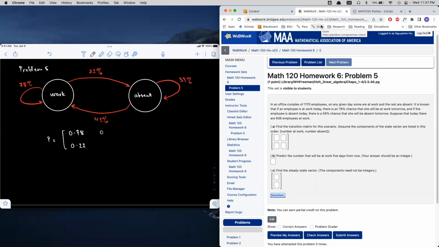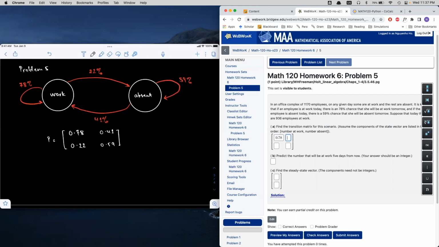The next one is absent, and then one day later, going back to work the next day is 41% or 0.41. And if the person is absent today, the chance that the person will be absent tomorrow is 59% or 0.59. So that's the setup. So let's enter the matrix here.